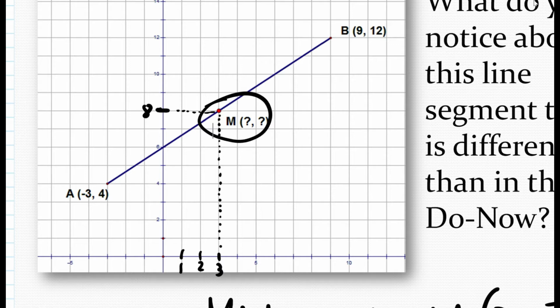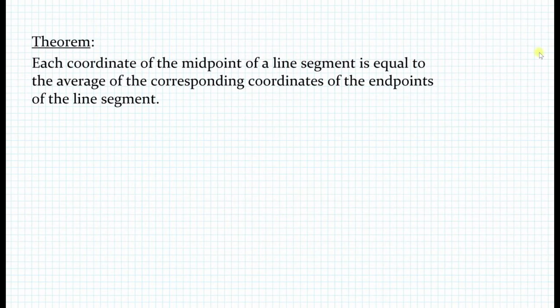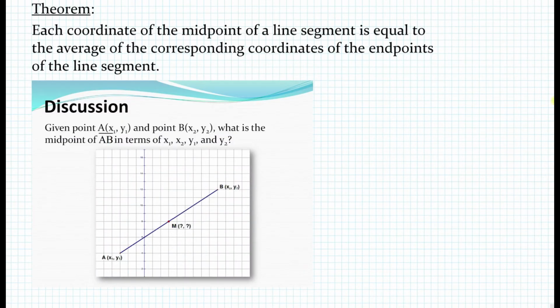So let's first generalize this theorem. The theorem states the following. Each coordinate of the midpoint of a line segment is equal to the average of the corresponding coordinates of the endpoints of the line segment. So what does that mean in terms of x and y? Well, let's generalize it. Given point A is (x1, y1), and point B is (x2, y2), what is the midpoint of segment AB in terms of x1, x2, y1, and y2?